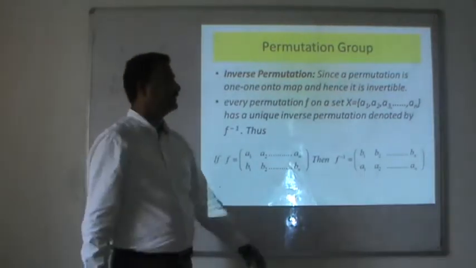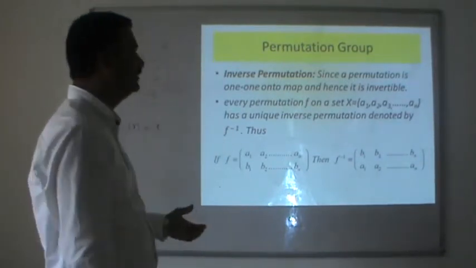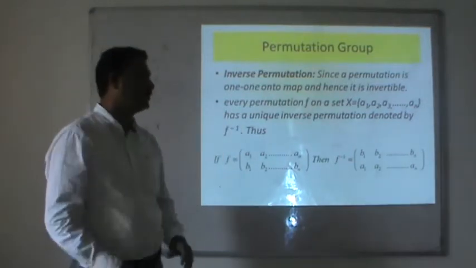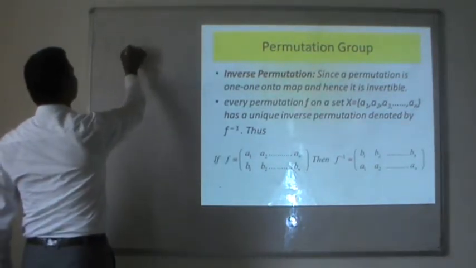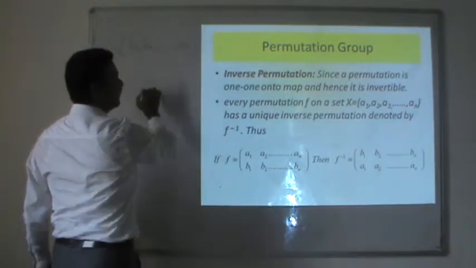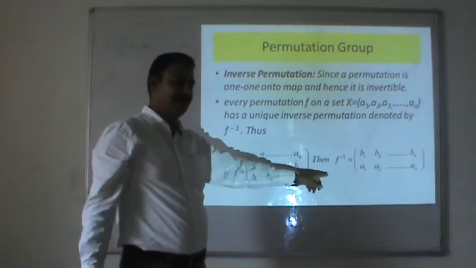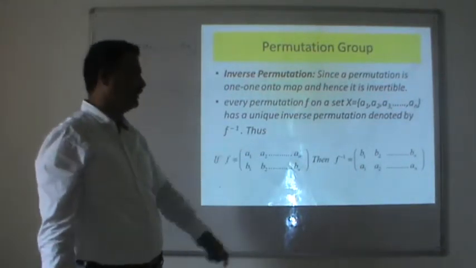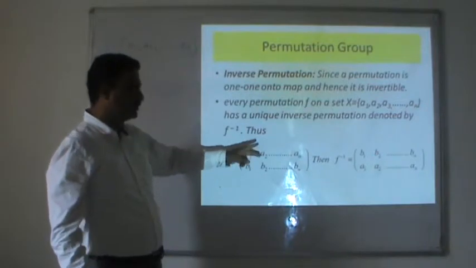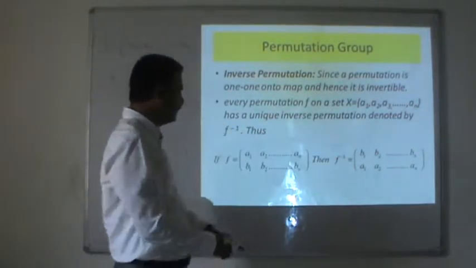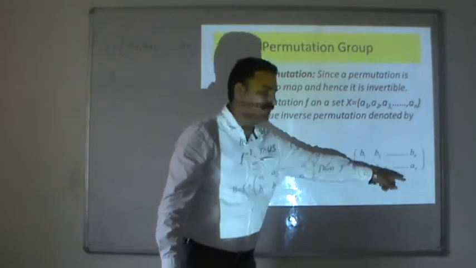Now we come to the inverse permutation. Since a permutation is one-one onto, which is known as a bijective function, and hence it is invertible. So every permutation f on a finite set X, let us consider a set X having n distinct elements, and suppose f is any permutation defined over the set X, then f inverse, the inverse permutation of any given permutation, we can easily obtain by just interchanging the rows, like the first row becomes the second row and the second row becomes the first row. So by mutually interchanging both the rows, we get the inverse permutation. If your f permutation is this, then f inverse will be b1 goes to a1, b2 goes to a2, and up to bn goes to an.